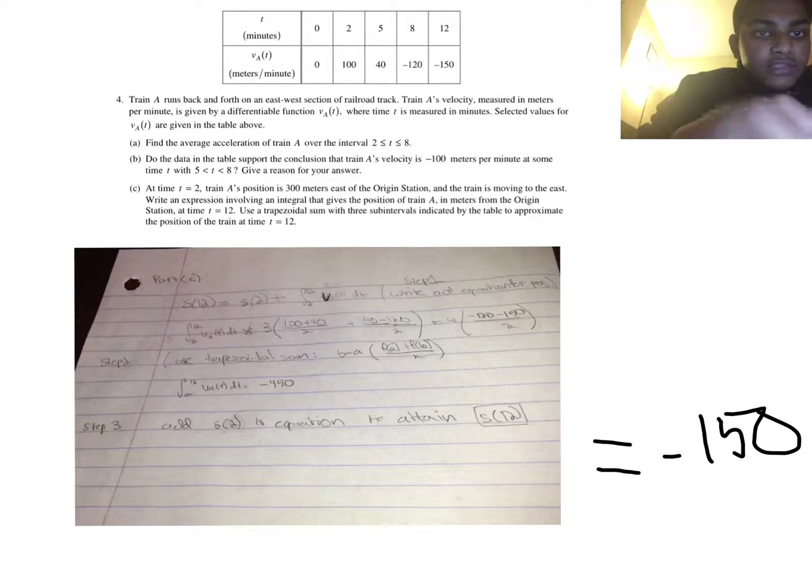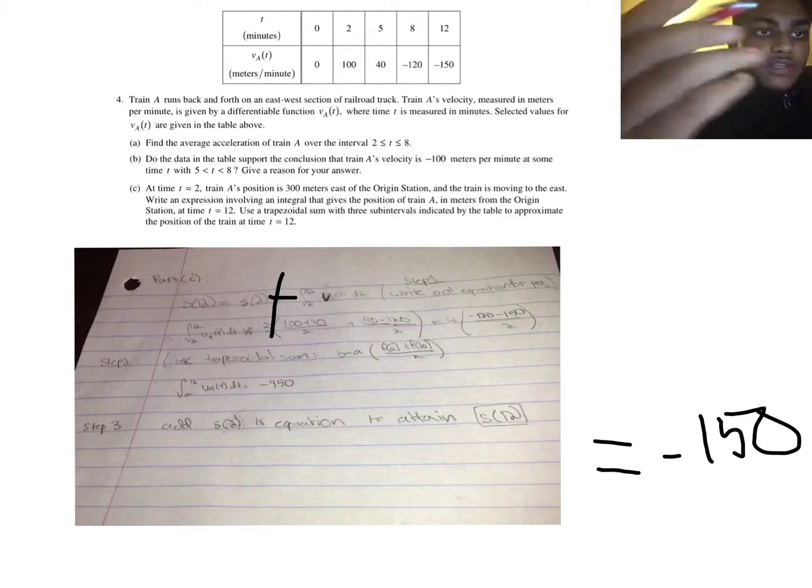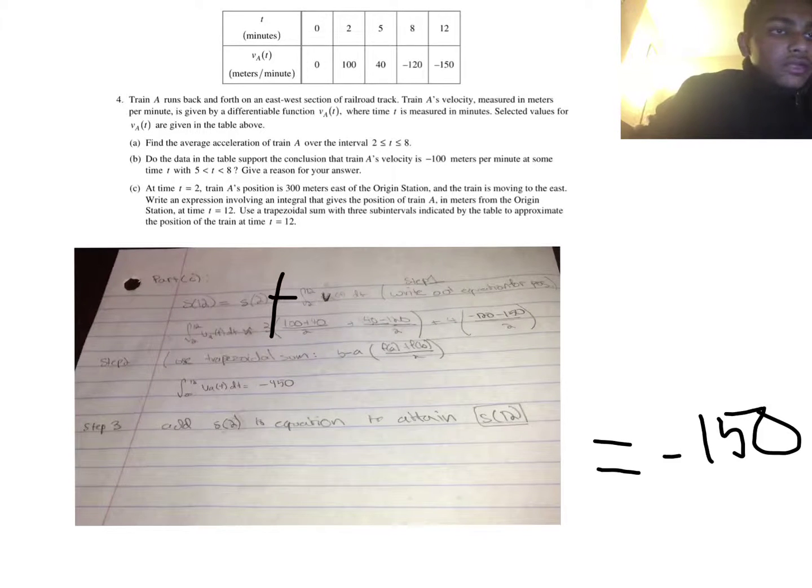That is its position, and we know that it's addition in the first part, s of 2 plus the integral from 2 to 12, because it's moving east, which is going away from the origin station. Thank you very much, and on to part D.